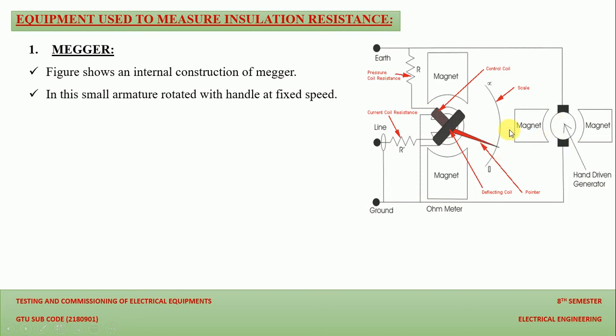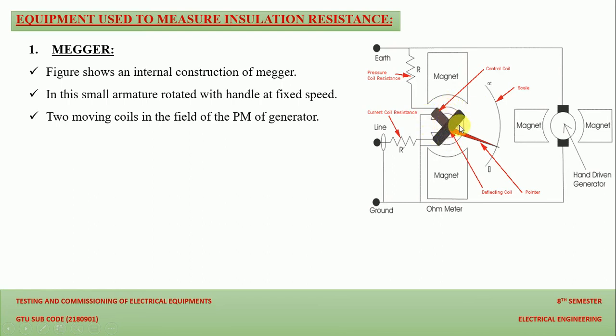A few years ago, we had a manual Megger, in which the handle was provided on the outermost portion of the Megger, and we had to rotate it at a certain speed to check the insulation resistance of a particular conductor. So this is a manual Megger. Nowadays a digital Megger is also available. It is battery operated. In this small armature, which can be rotated by hand at a fixed speed, two moving coils in the field of the permanent magnet of the generator are given over here.